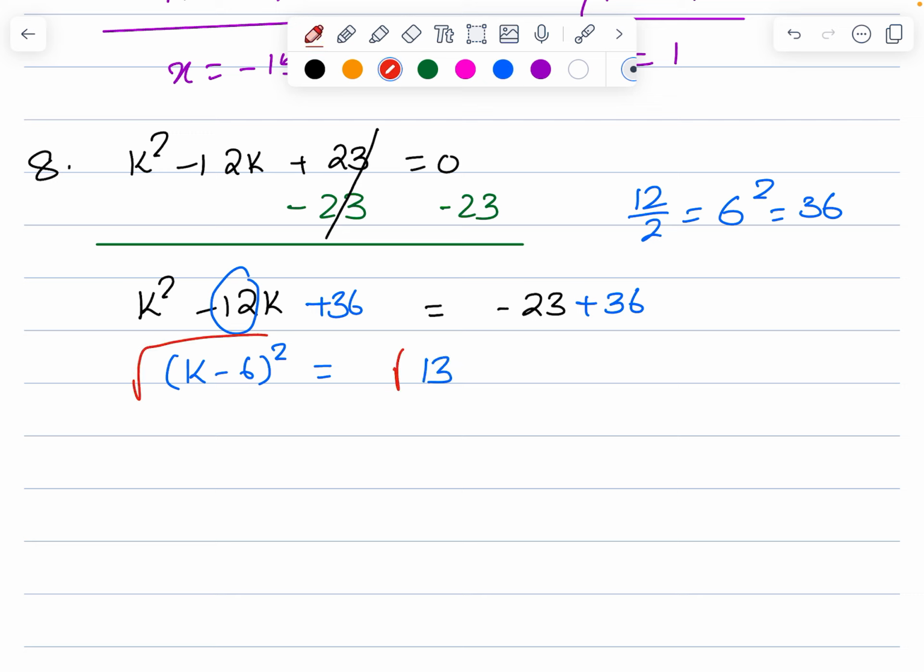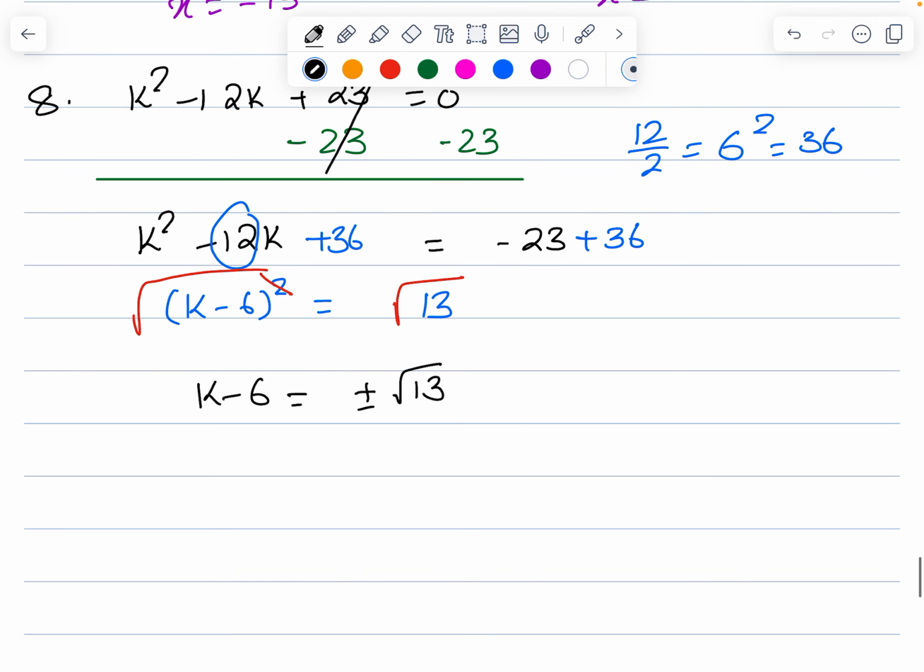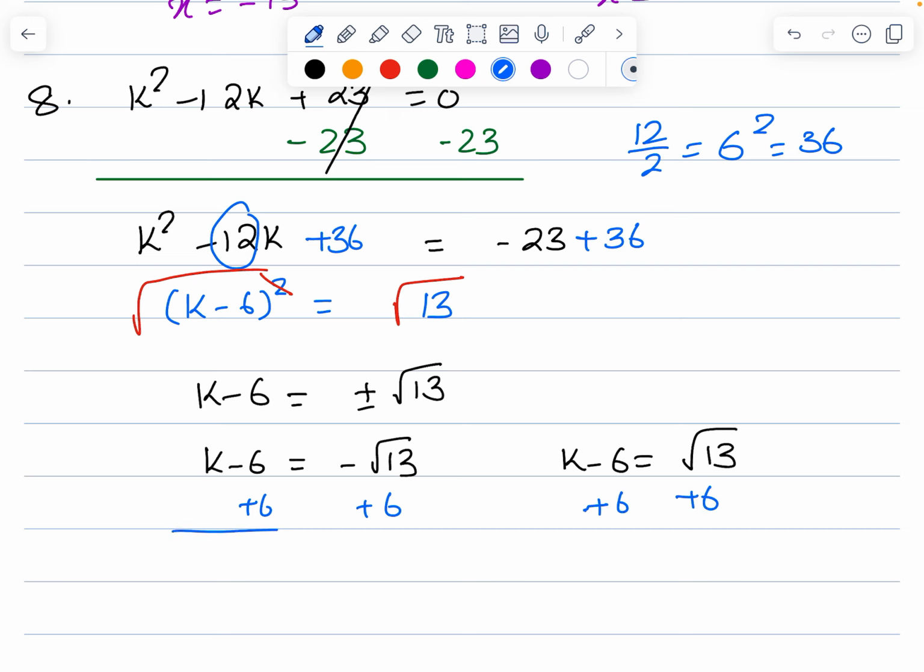Then try to find the square root. Square and square root get cancelled. But 13 does not have any square root. So it is plus or minus square root 13. So one time I am going to take negative square root 13 and the other time I am going to take positive square root 13. Then again what am I going to do? Add 6 on either side. 6 and 6 get cancelled. k equals 6 minus square root 13. k equals 6 plus square root 13.